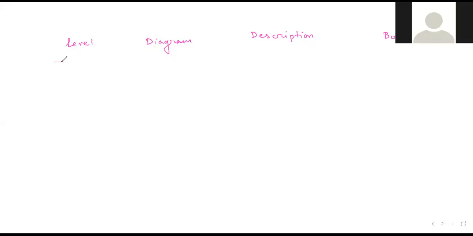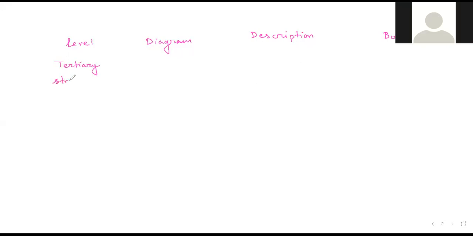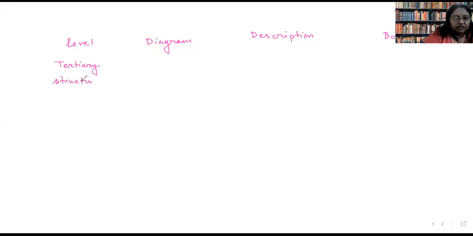Ma'am, you just said that the heart and star shapes joined in that figure, or can they take any figure? I just gave you an example, beta, but they form alpha helix or beta pleated sheet only. They don't form any other structure. Okay ma'am.